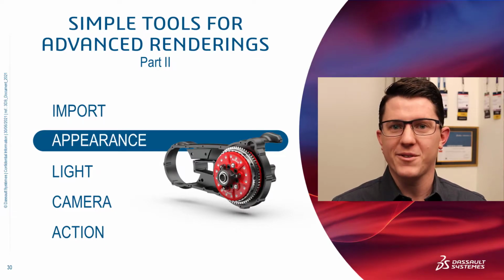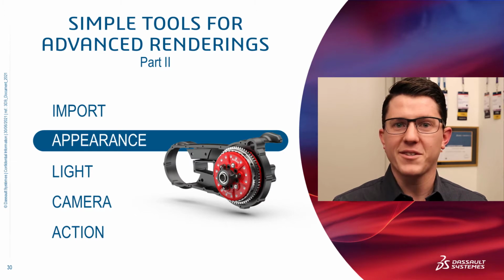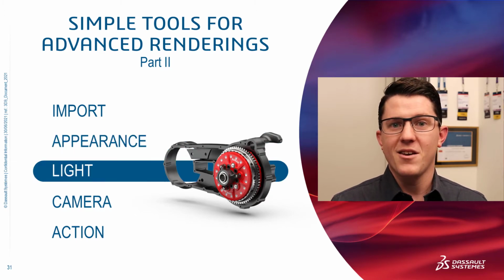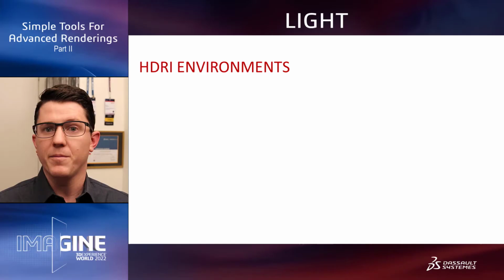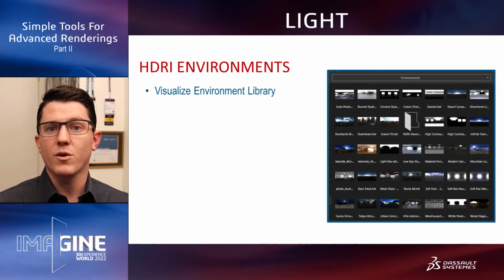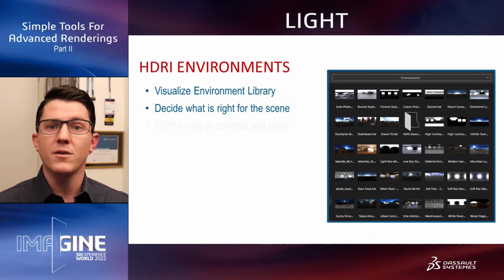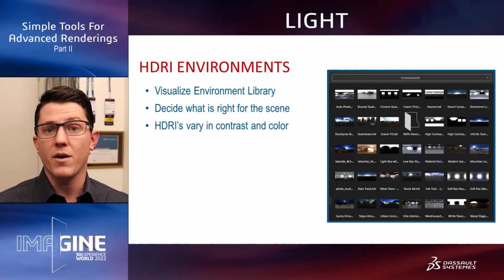Now that we've got our appearances dialed in, we can start focusing on the lighting scenes. So how do we manage all of the light and illumination inside a Visualize project? Well, it's actually pretty simple. We don't need to go and put together a whole photo studio like a photographer would. We just need to use what are called HDR environments. Now, these are just spherical images that project all the light onto the model, and there's loads of them available in the SOLIDWORKS Visualize library.